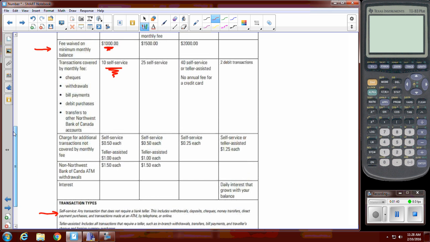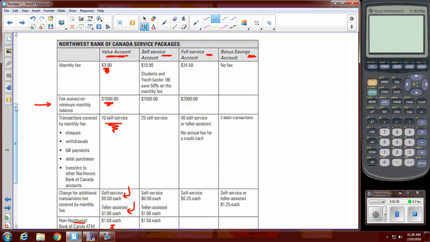So you're allowed 10 self-service fees. If you go over that amount, they're going to charge you 50 cents for each time you go over 10 self-service transactions. And if you go to the bank and actually need some help from a teller in the bank, they're going to charge you $1. And if you go to a bank machine that's actually not part of the Northwest Bank of Canada, they're going to charge you $1.50 on top of all your other fees. So that is the value account.